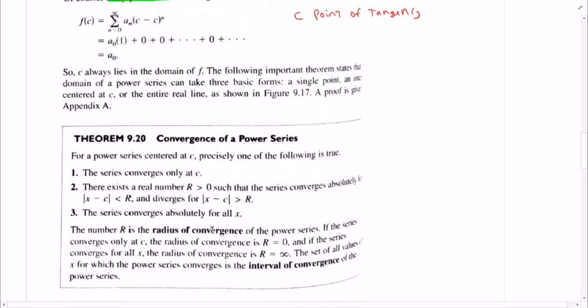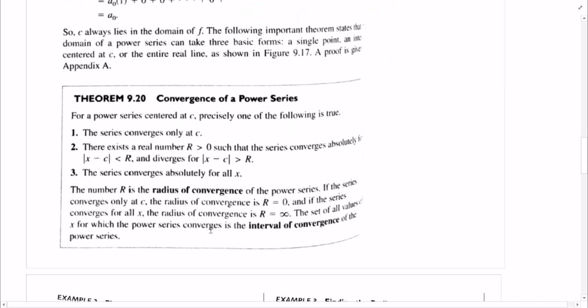So there's three possibilities with convergence. One of the possibilities is that the only place it converges is at c. The only place where they're actually equal is at c. Another one is that there exists some number r, what's called the radius of convergence. R must be positive, so that the series converges absolutely in that interval. We'll talk about this more. This notation's kind of funky, but if you can look at this and understand it, that's great.